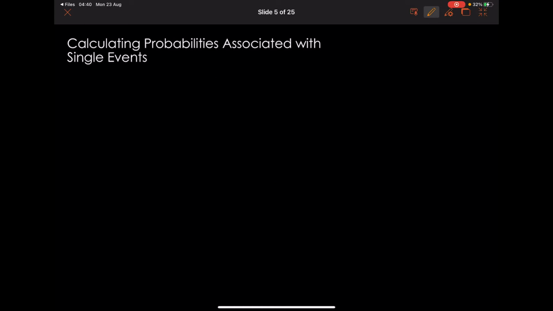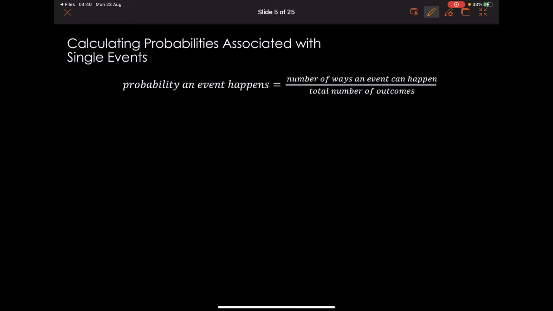Right, let's move on to calculating probabilities associated with single events then. As I've just mentioned whilst doing the probability scales, when we write a probability, we need to know the number of ways it can happen, and that's over the top of the total number of outcomes, the complete total. So for example, if we had 12 footballs in total, that's what goes on the bottom, and the probability of picking a red was 3.